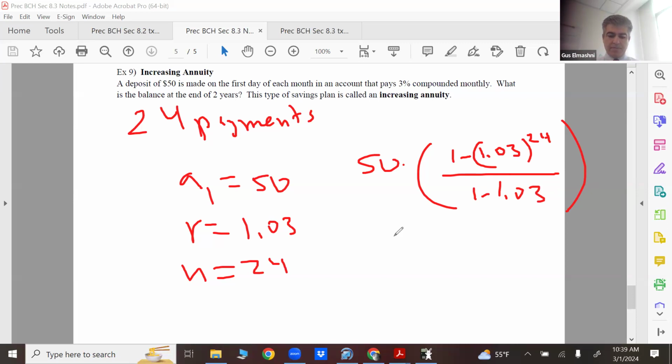Isn't the rate 1.03, like the R? Yes, exactly. Yes, R, because that's what you're multiplying each term by. So then on the bottom, it should be 1 minus 1.03. Yeah, I made a mistake. Yeah, I goofed. So you should have about $1,700.